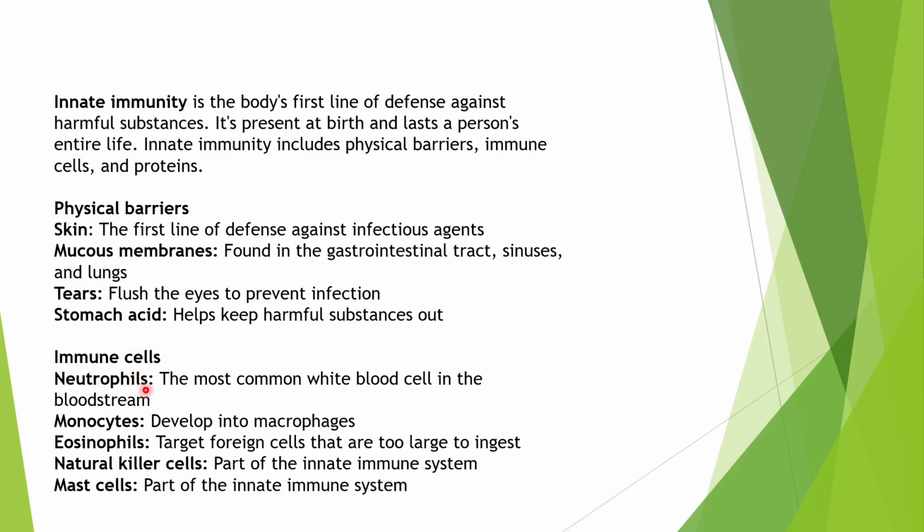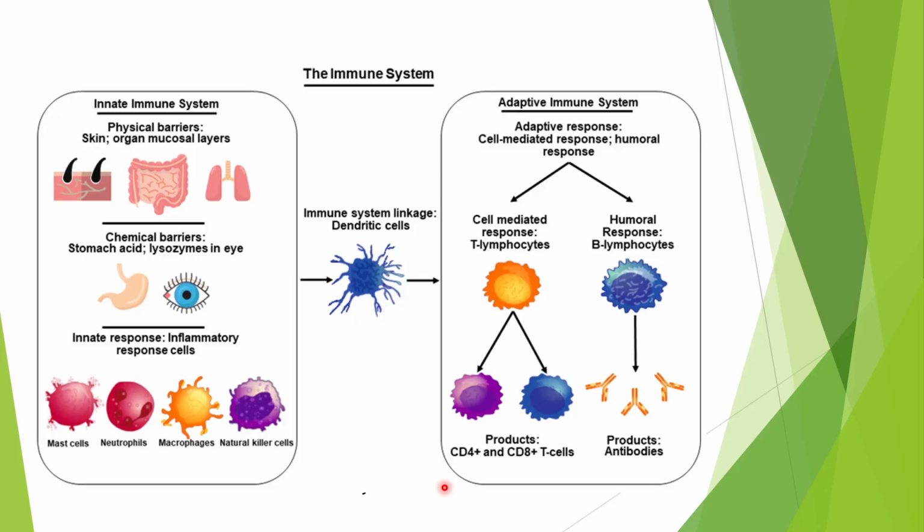Then the immune cells: neutrophils, the most common white blood cell in the bloodstream. And monocytes, they develop into macrophages upon activation. Then eosinophils target the foreign cells that are too large to engulf, such as parasites. And natural killer cells and mast cells are also part of the innate immunity. So here we can see the physical barriers, skin, the gut, and the lungs. And then the chemical barriers, the stomach acid, lysozymes in the eyes. Here we have GALT and MALT. And in the innate immune response, we have inflammatory cells, mast cells, neutrophils, macrophages, natural killer cells.